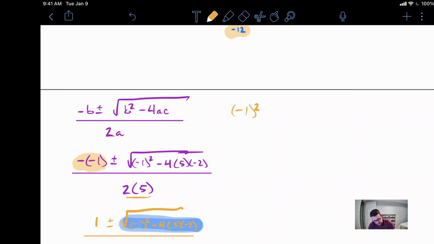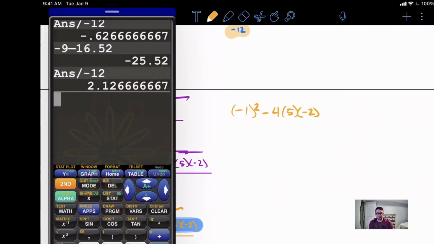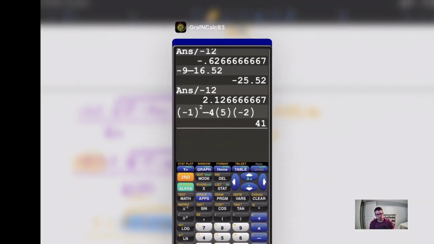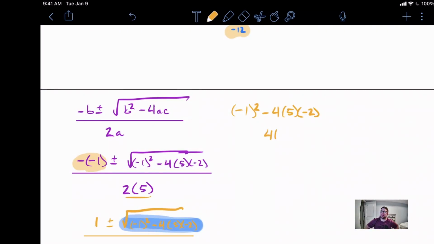So, -1 squared minus 4 times 5 times -2. We're just going to worry about the inside. And like I've always said, it's best to just do this part on your calculator. -1 squared minus 4 times 5 times -2. And when you hit enter, notice how we get 41. Now 41 is the number that is inside of our square root.